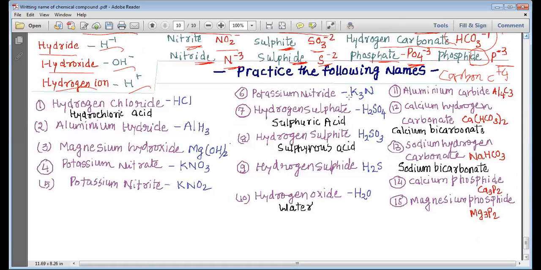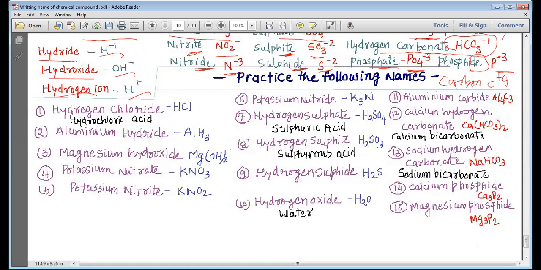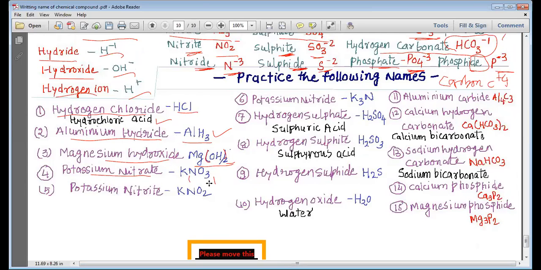So you can see that by using the method, I have written their formulas. You can see hydrogen chloride is HCl, which is also known as hydrochloric acid. Aluminum hydride is AlH3. Magnesium hydroxide is Mg(OH)2. As this OH is a polyatomic ion, it is needed more than one, so we put a bracket and write 2 outside. Potassium nitrate, here potassium is needed 1, NO3 is also needed 1, so we do not write 1 and we simply write KNO3.